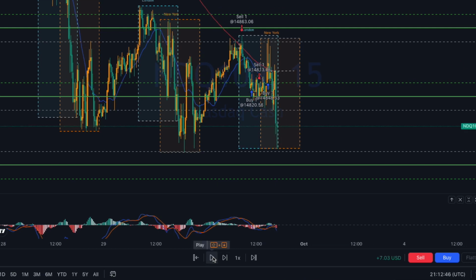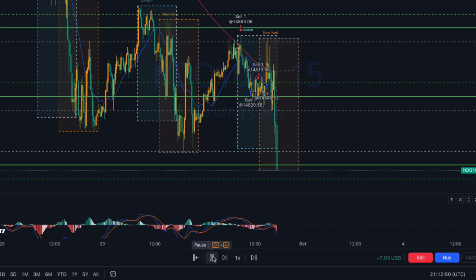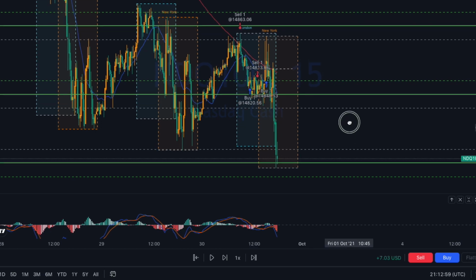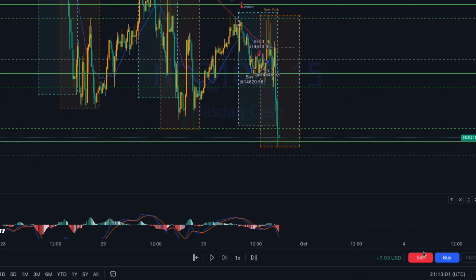Okay, so that's where I actually thought it was going to go. Now that it's coming to this particular zone over here, right, I'm going to put in a buy. So I've lost one trade.